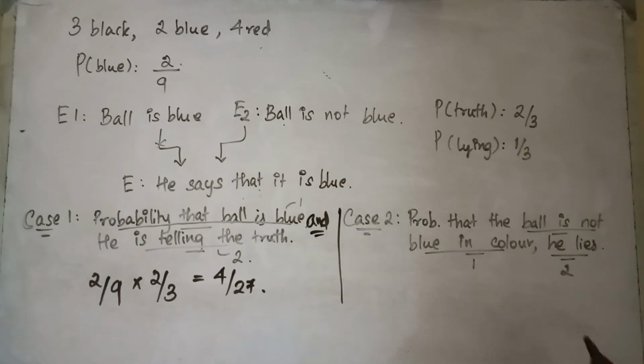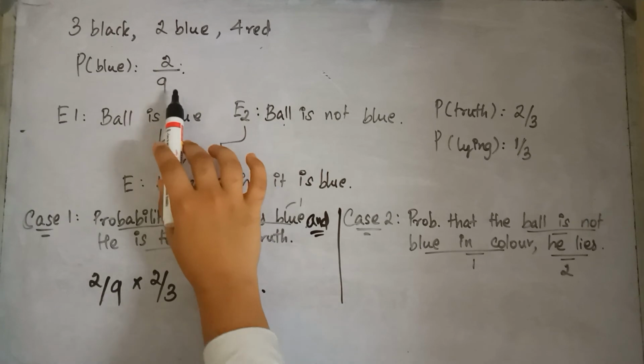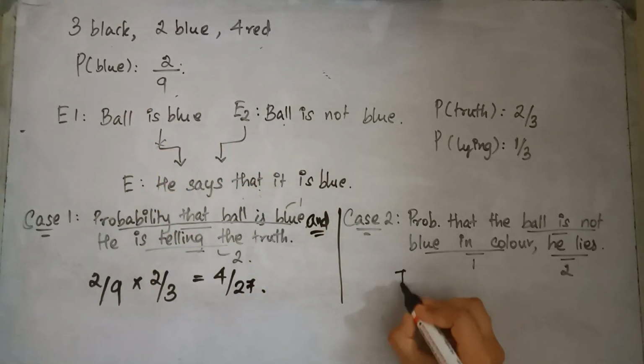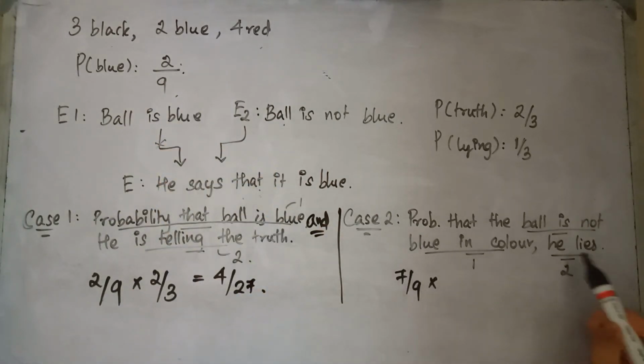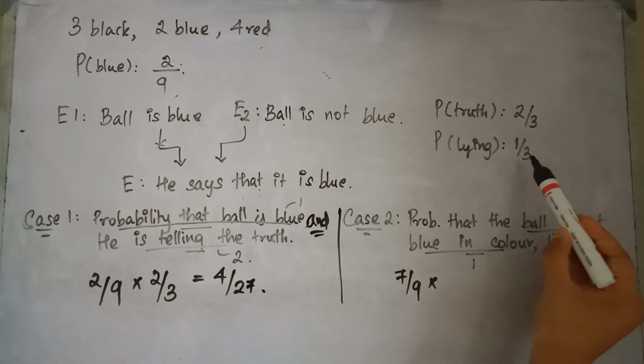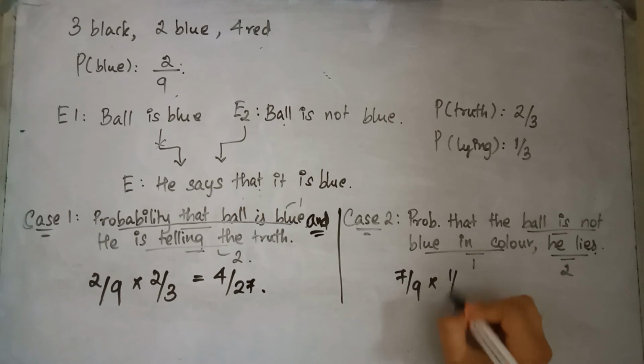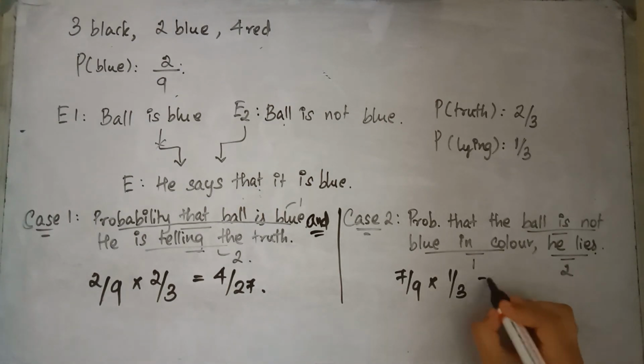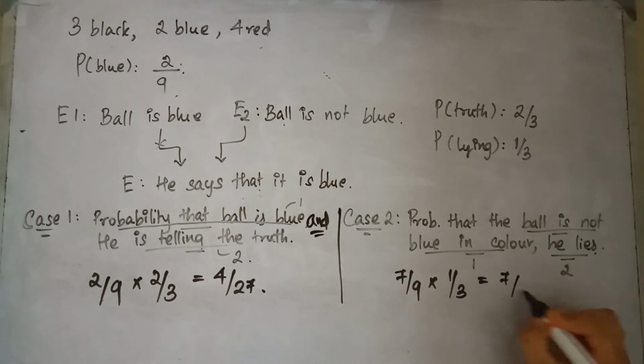Let's look at case 2. Probability that the ball is not blue. Let's deal with this first. Not blue will be 7 by 9. So we have 7 by 9 into he lies. The kid lies means there's a probability of 1 by 3. So we have 7 by 27. Right?